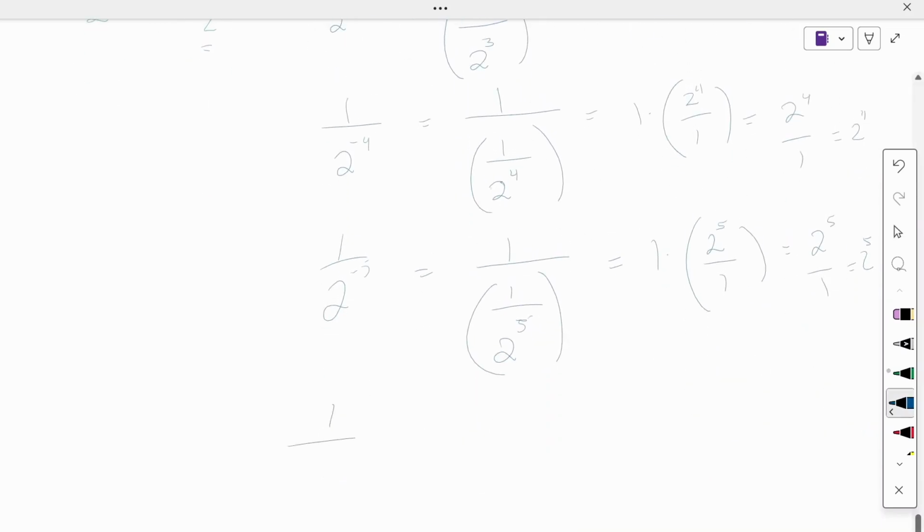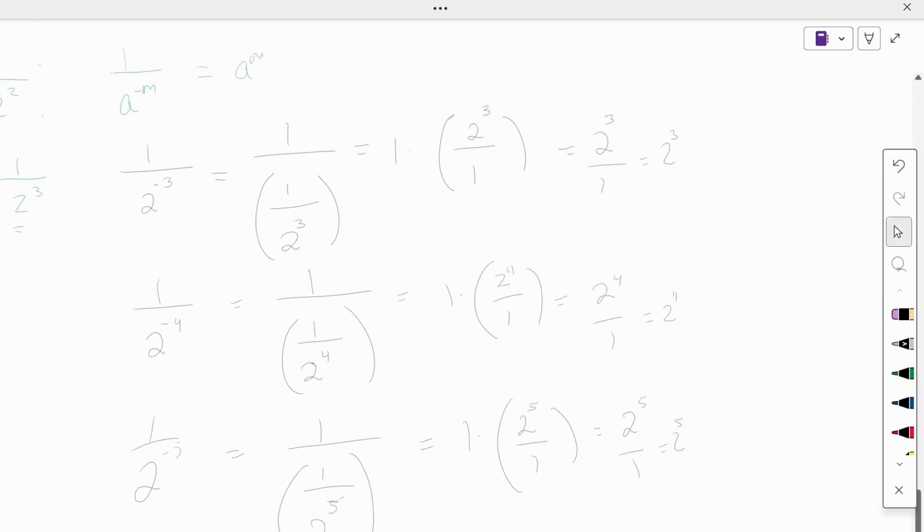So, in conclusion, if you've got 1 over a number raised to a negative power, that's the same thing as 1 over the number raised to a positive power, which is 1 times the number raised to a positive power over 1, which just gives you the number raised to a positive power, and you are finished.